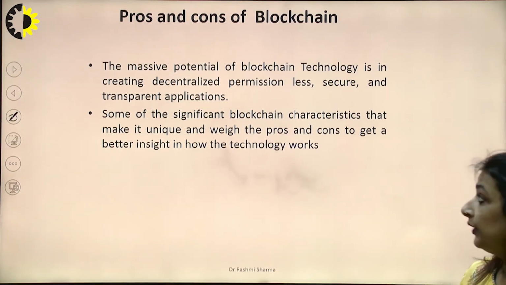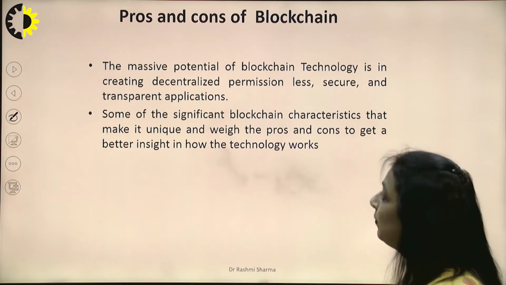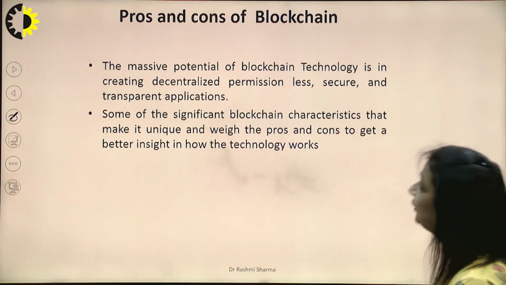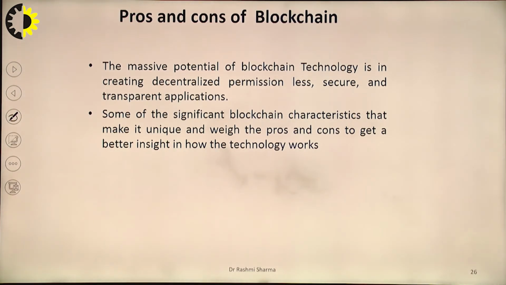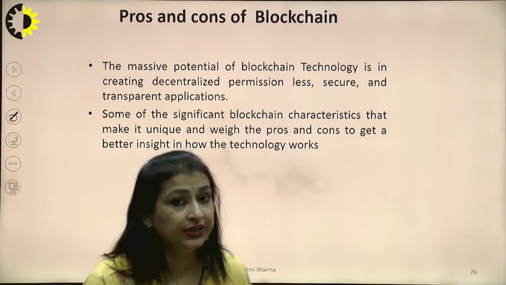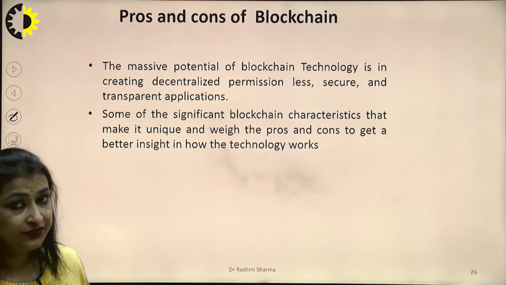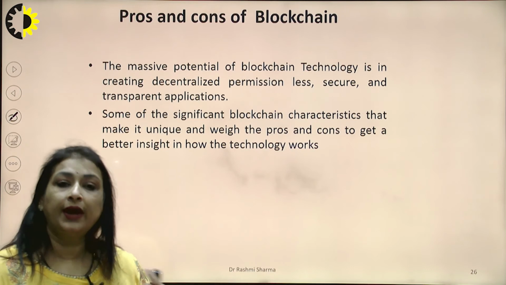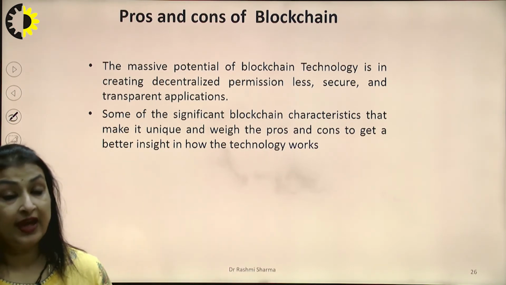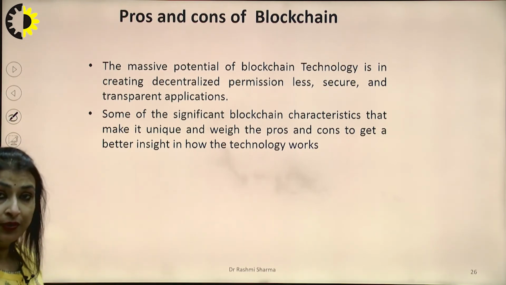Okay. So there are some pros and cons which we have in the blockchain. The massive potential of the blockchain is that we want it to be decentralized, permissionless, secure, and obviously transparent, used transparently in each and every application. So there are some significant blockchain characteristics, and how each characteristic acts as a pro, and how the same characteristic can also act as a con in the blockchain. We would be discussing three or four properties.